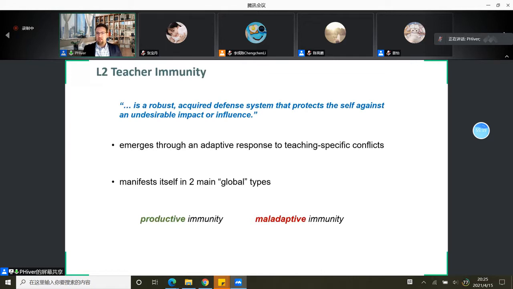So at this initial stage, I learned something. And what I learned was language teachers developed a kind of psychological quality which functioned as a protective factor. And I called this teacher immunity. Well, what's teacher immunity? Well, it's a robust defense that protects the self, the teacher, against undesirable impacts. So from this first step, I knew that teacher immunity settled into one of two configurations. There was a productive and a maladaptive outcome of teacher immunity.